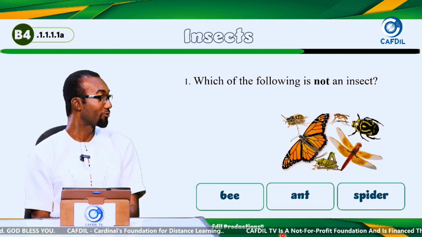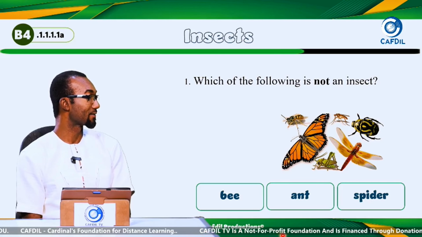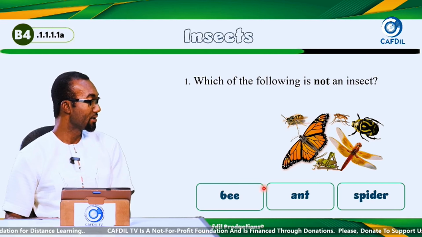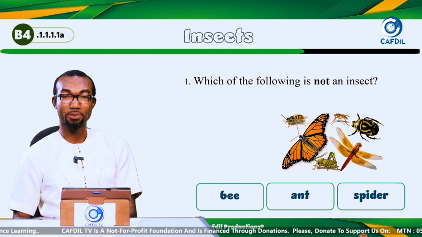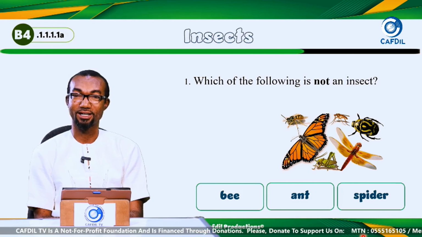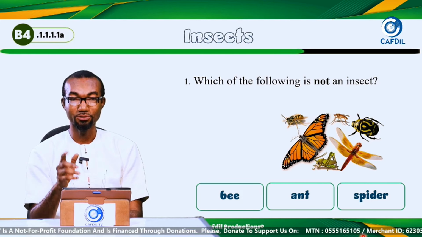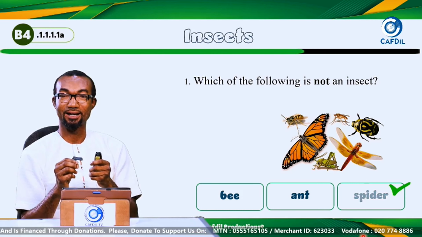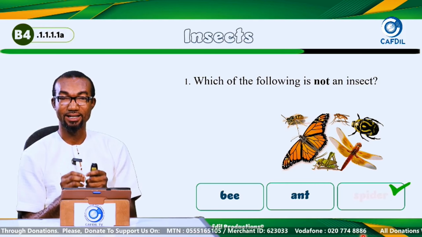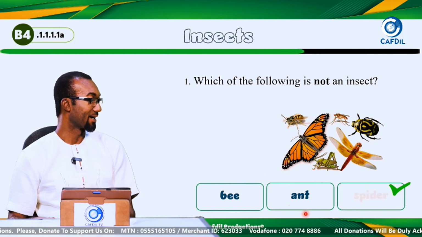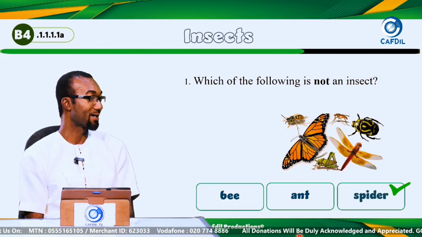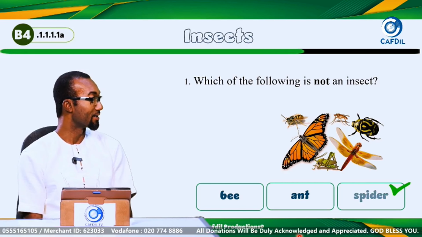Good. Now, before we end the lesson, let's test ourselves on the lesson, insects. 1. Which of the following is not an insect? You have the bee, ant, and then spider. Good, spider. Why? Because spider is an arachnid with 8 legs. But if you look at the bee and the ants, they have 6 legs, so they are insects. But the spider is not because of the 8 legs.